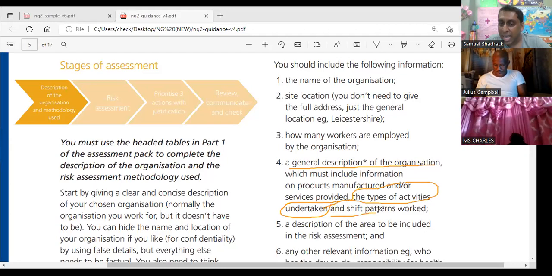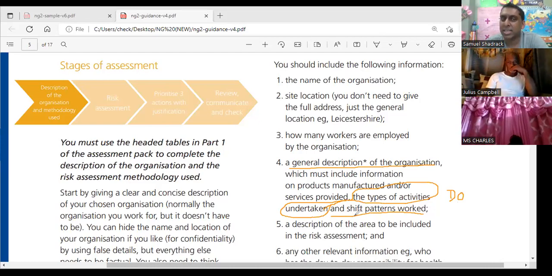And the shift patterns worked, right? Everything you see here, you have to put. Everything you see here, you have to do that. If you leave out any, you could fail the project. For example, I had a student that left out the shift patterns worked, right? She said that her company did not have any shift patterns, right? But the idea is from time to time, people do work shifts, right? Maybe on a Saturday. So you have to say that.